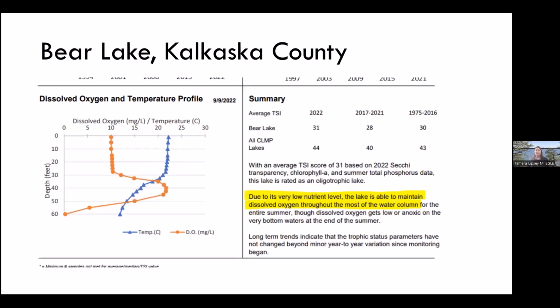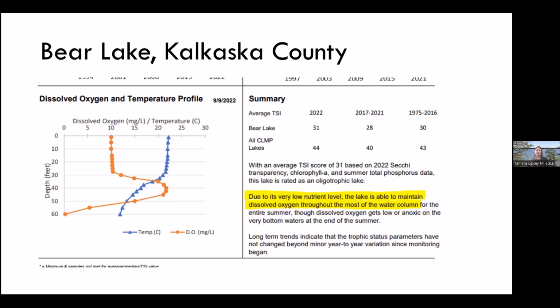Here's a little bit different set of results that some lakes might see. This is Bear Lake in Kalkaska County. It gets to about 60 feet deep, but the oxygen levels stay pretty much the same down to 30 feet. And then there's this weird big bump where the amount of dissolved oxygen really jumps up.